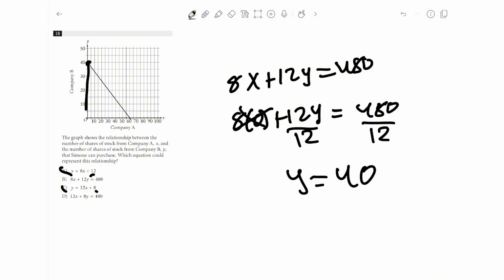And just so we know that we didn't get this wrong, the other equation has 8y. So if we did the same exact maneuver there, we would have divided 480 by 8, which would not have gotten us 40. So we know for sure D is wrong and B is right.